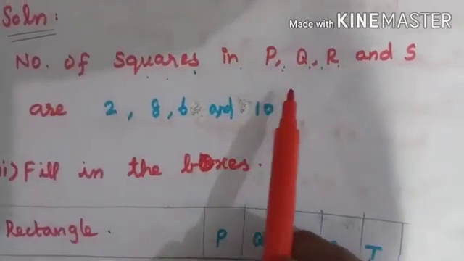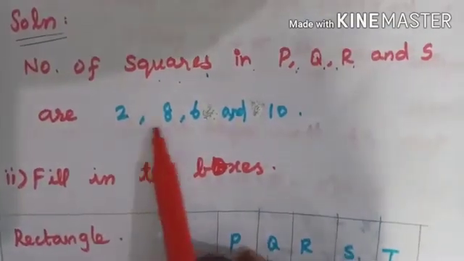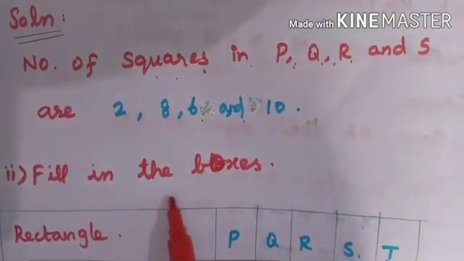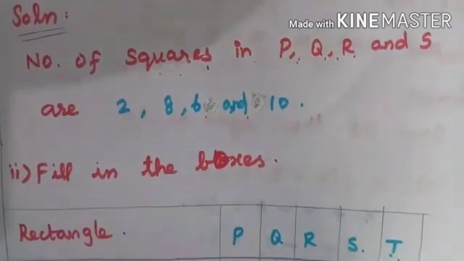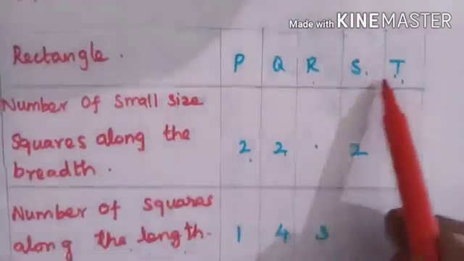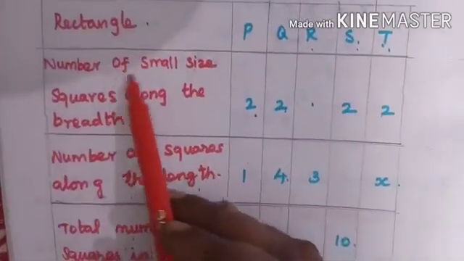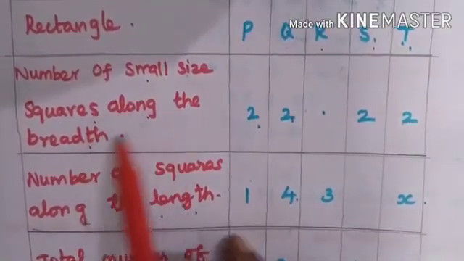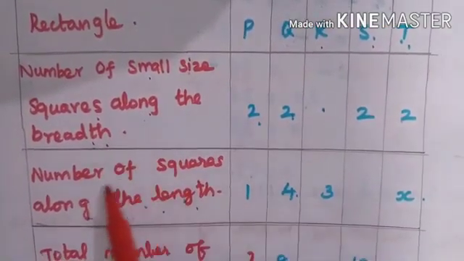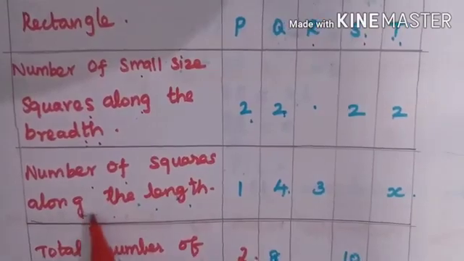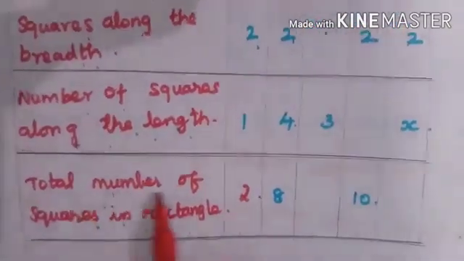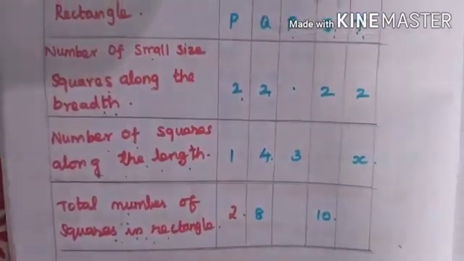The number of squares in P, Q, R and S are 2, 8, 6 and 10. The second question: fill in the boxes. Rectangles P, Q, R, S and T are given. The number of small squares along the breadth, how many squares are there? The number of squares along the length, how many squares are there? And the total number of squares in the rectangle. Now these are given in the question.